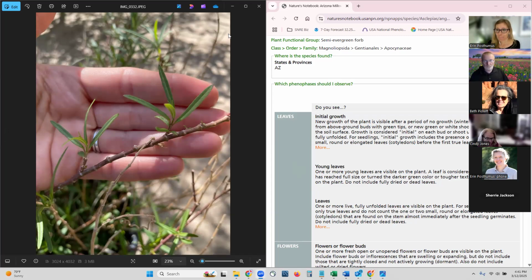Here they are. I'm trying not to block all the stuff on here. So read through the definition again and think about, for this picture here, are you seeing young leaves? We got one yes in the chat. Anyone else think it's young leaves? Okay, we got a mix of yeses and nos. Mature leaf, okay.